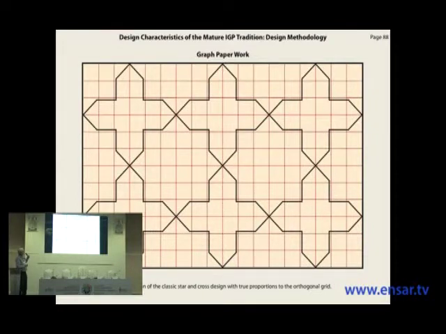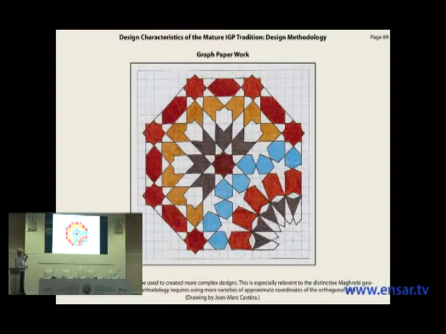And then this is an illustration by Jean-Marc Castera that I've taken the liberty to borrow that shows how the graph paper design technique can actually be used to create really quite complex patterns with 16-pointed stars in this case, and 8-pointed stars, using approximate coordinates of the grid. And this is a very effective way of laying out designs, and if you're interested in knowing more about it, I would strongly recommend that you consult his book, or even better, he's here, you could consult him in person. But this illustrates the effectiveness of this technique for even more complex designs.